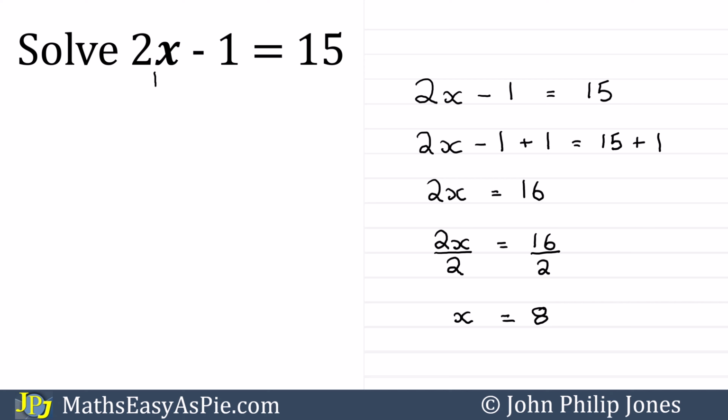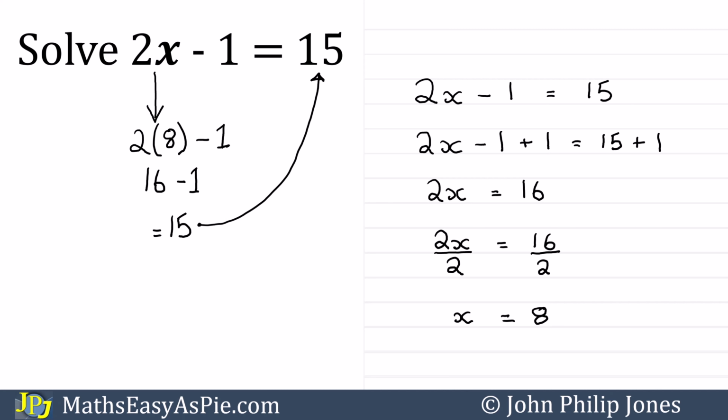We can check the answer by going to the original equation and replacing the x with the 8 we've just found. We end up with 2 times 8 is 16, minus 1. And of course, this is 15. And we can look and see that is exactly what the original equation said. Consequently, x equals 8 is correct.